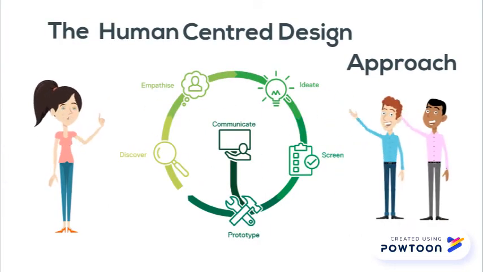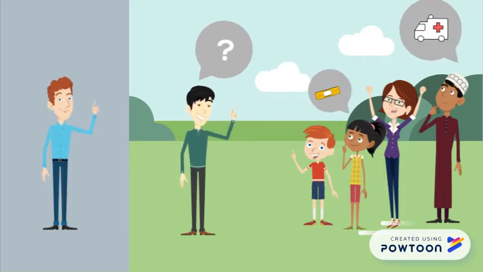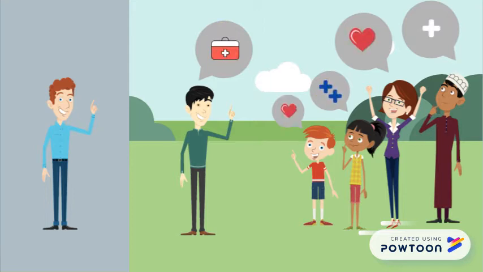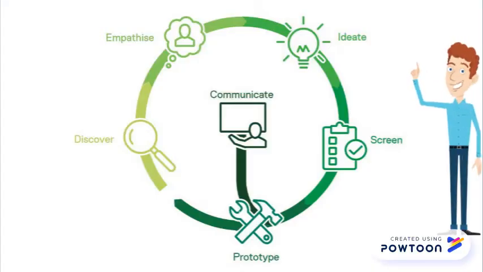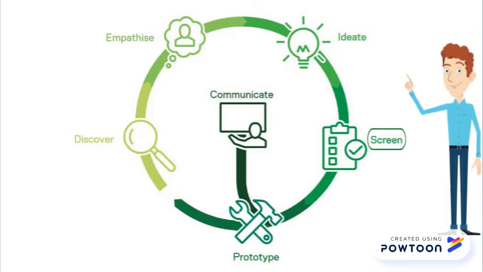Hey guys, fancy seeing you here. Would you mind explaining what human-centered design is? Hey, sure. Human-centered design is an approach to solve problems that relies on constant feedback and reiterations to come up with creative and innovative solutions that fit the needs of the stakeholders just right every time. The human-centered design, or HCD approach, consists of 6 stages: discover, empathize, ideate, screen, prototype, and communicate.